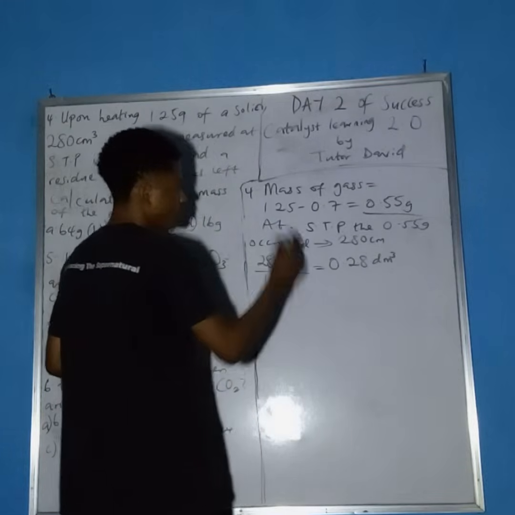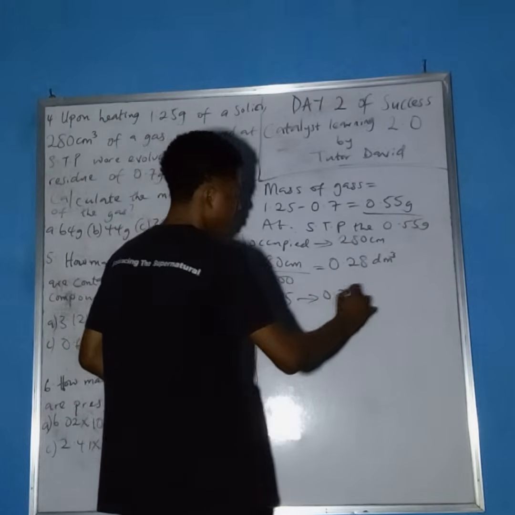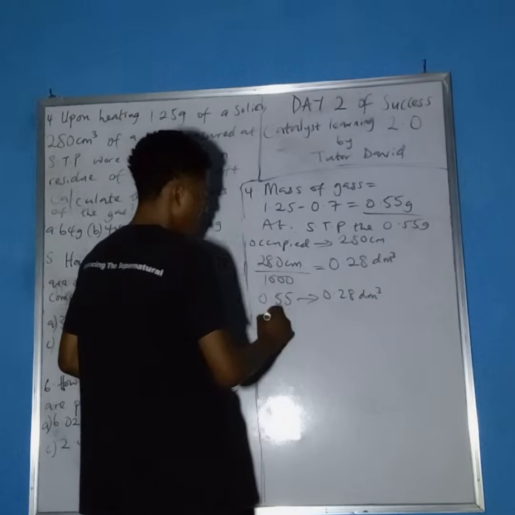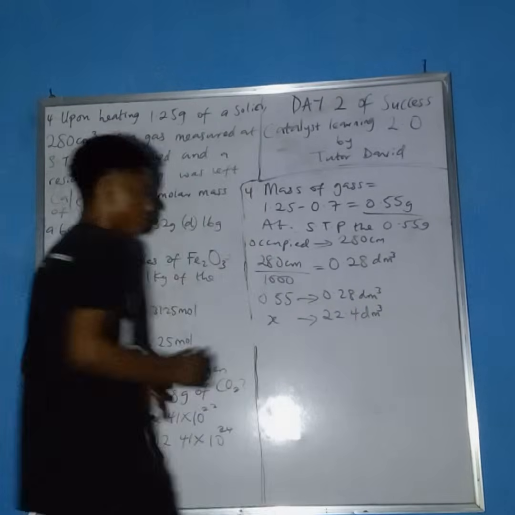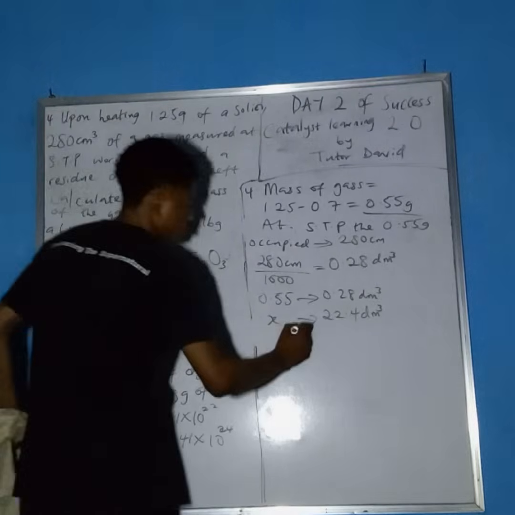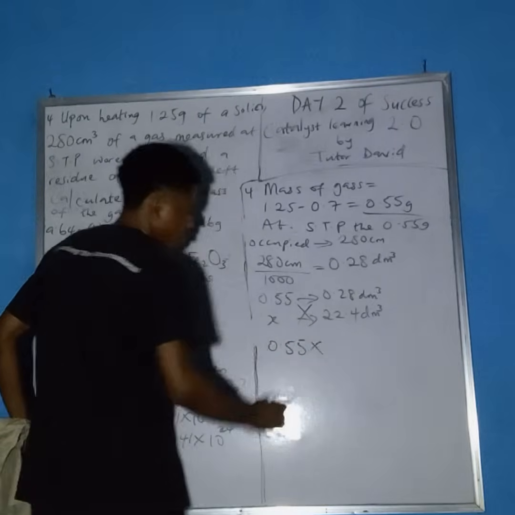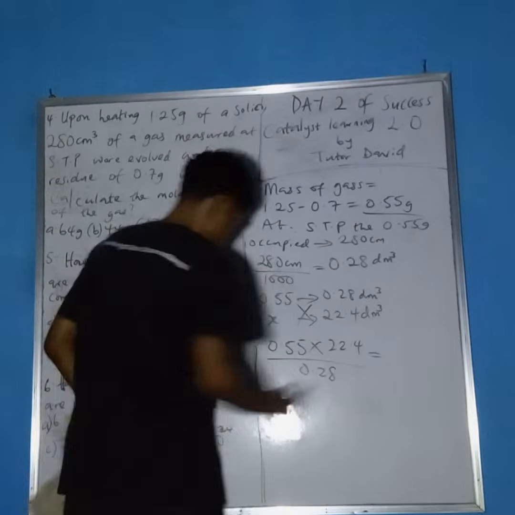So if 0.55 grams occupied 0.28 dm cube, how many grams, X, will occupy 22.4 dm cube? By doing that, if we cross multiply, this now becomes 0.55 times 22.4 divided by 0.28. The calculator is really failing me.